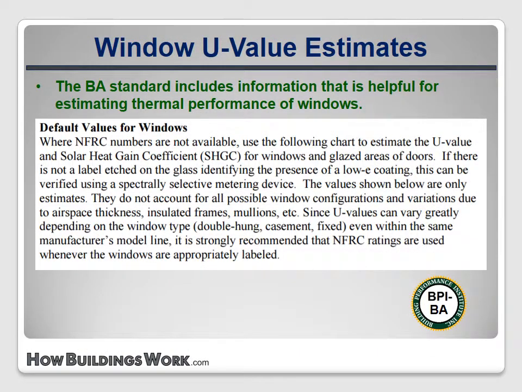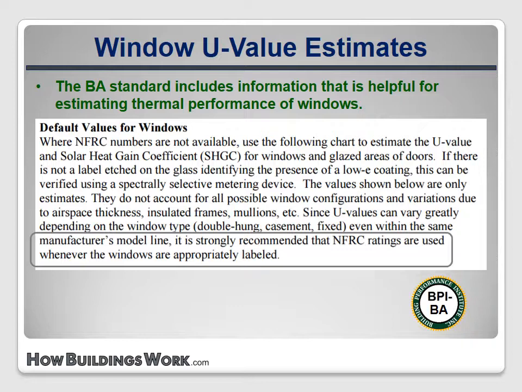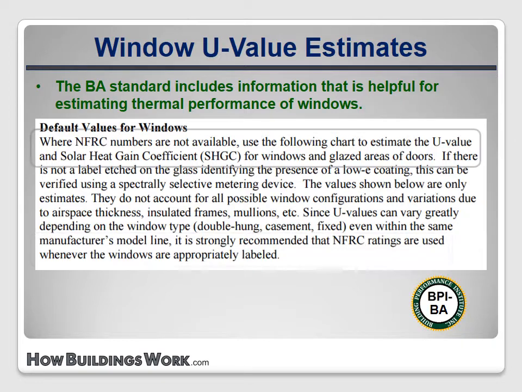The BA standard also provides helpful guidance for estimating the thermal performance of windows. It says that the NFRC label should be used to obtain this information if it's still present on the window, but it rarely is. In that case, the standard says, where the NFRC numbers are not available, use the following chart to estimate the U value and solar heat gain coefficient.